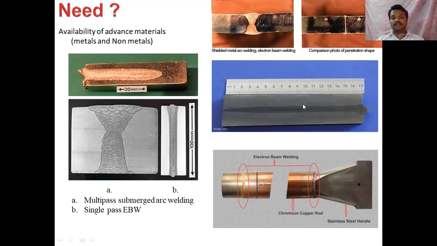When you look into the other parts of this slide, the weld cross section of the EBW is thin, and it's like a keyhole weld. We call it a keyhole weld when the ratio of depth of penetration to width is high. At the bottom of this slide, we can see two different materials being joined using electron beam welding. You can see that the chromium copper rod is welded to the stainless steel handle. A similar comparison between shielded metal arc welding and electron beam welding can be seen in the figure at the top.